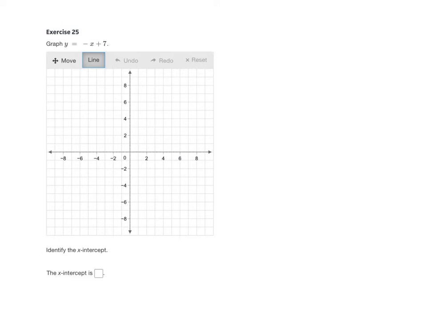Alright. We've got y equals -x plus 7. So I'm going to pull out my slope. And my slope is, what comes before this x? Well, it's -1. I'm going to make that a fraction. And my b, my y-intercept, is +7.